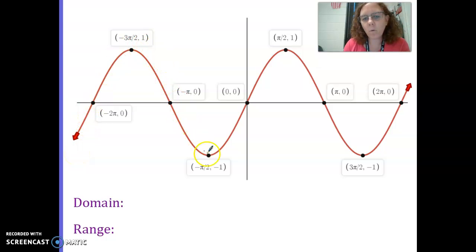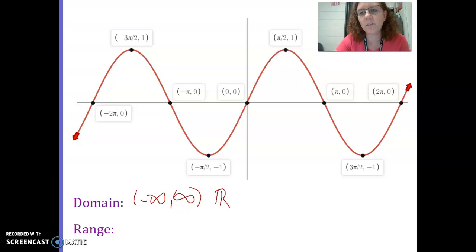So at no point as I'm drawing do I have to pick up my pen, right? I can draw the whole thing without having to make any gaps or any stops. So that tells me that the domain is from negative infinity to positive infinity, or you remember our symbol. I can use the all real numbers symbol on that if I want to.